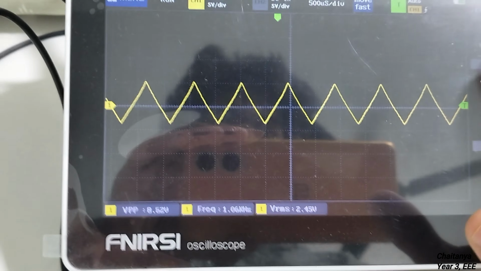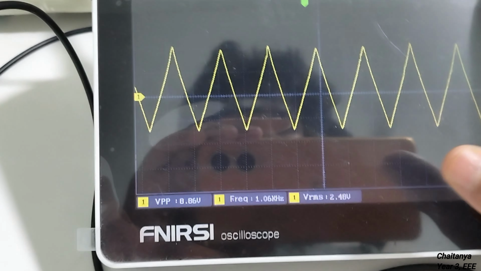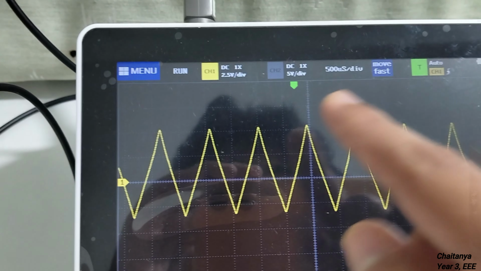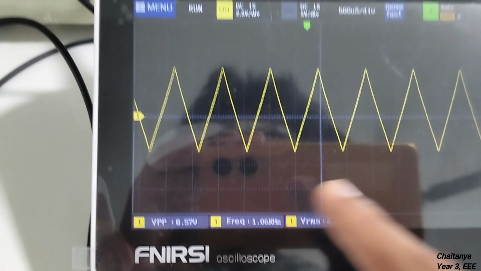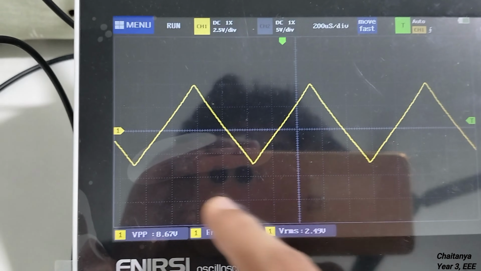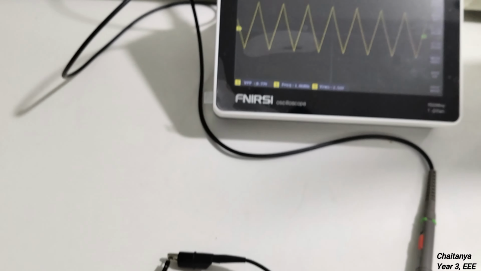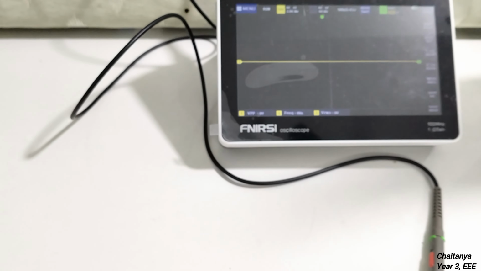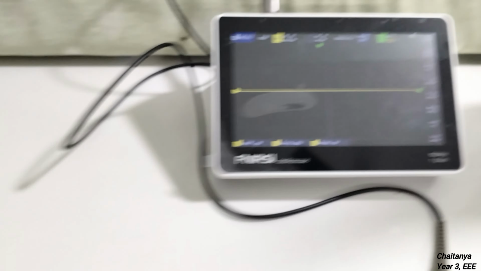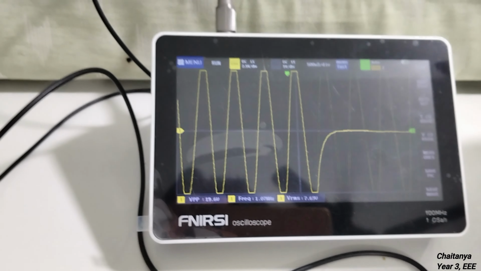But I can just increase the amplitude here if you want. So I made it around 2.5 volts per division. Now you can clearly see that it's a nice triangle wave. So we covered the three waves here. We have the triangle, we have the square, and we have the sine, as we saw.